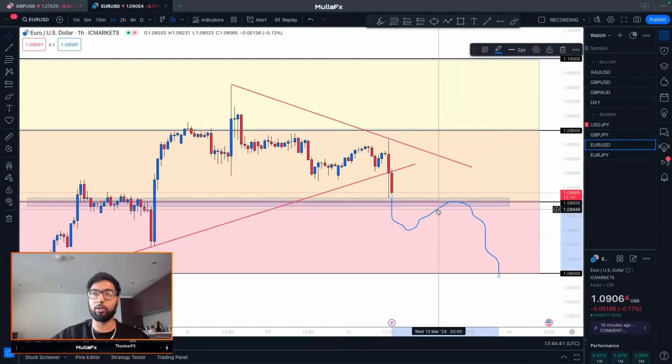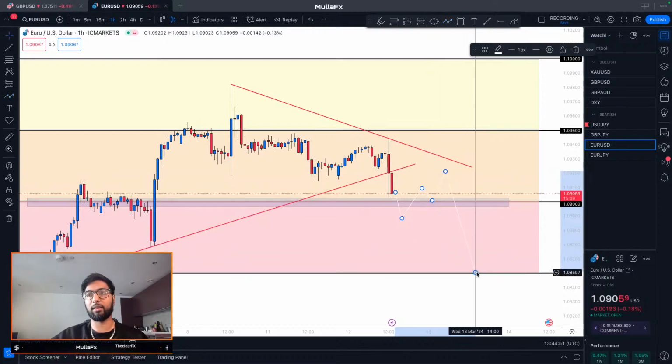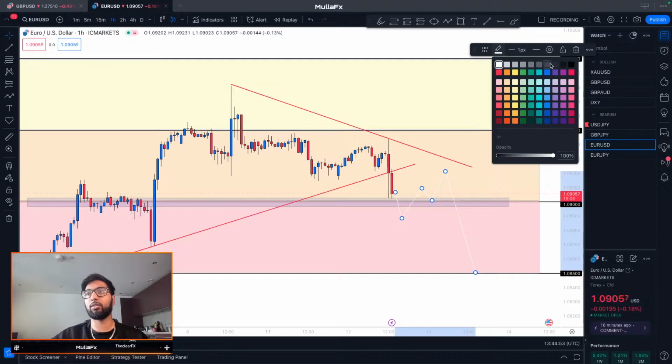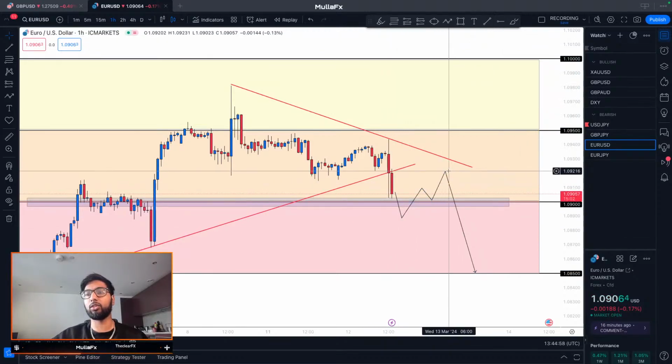me trading for 4 years, what we would most likely see is price breaking this level, coming up, and then crashing down like this, right? Now let me make it black because I know you guys cannot see that. And like that. So this is what we most likely could see price do.